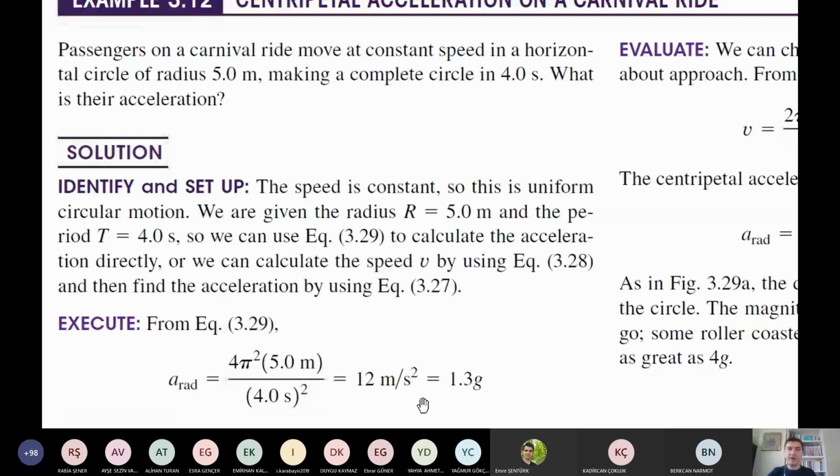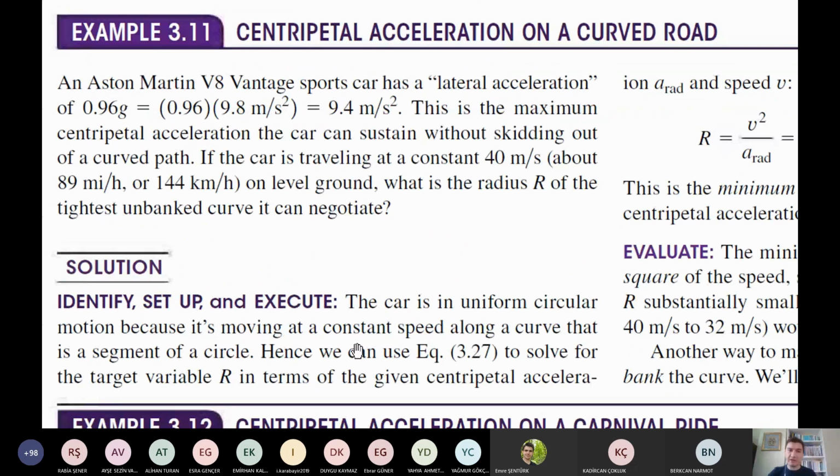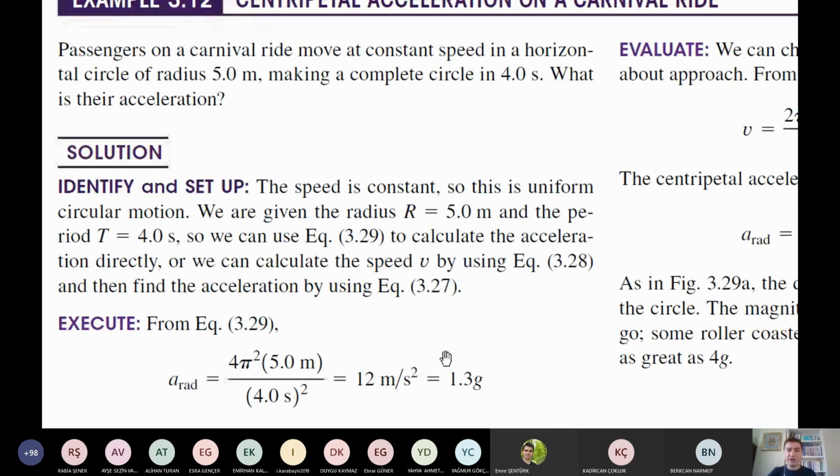But you can also convert this one to the g. It is higher than 1g. 1g is 9.8 meter per square second. So if the question asks what is the acceleration in g, then you have to convert this meter per square second to the g by using the relation above. Do you have any question here?